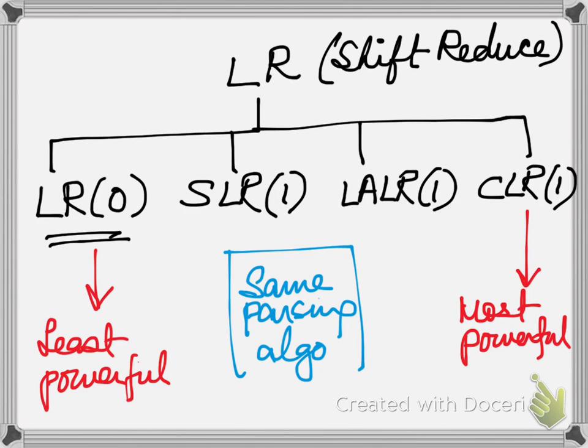So what is different? The difference is in the construction of the parsing table. All four of these are table-based parsers, just like we saw with the LL1 parser, which was a table-based parser where we look up the parsing table. So here also you have the parsing table, which is different for all four of these. The construction is different for all four, but the parsing algorithm is the same.